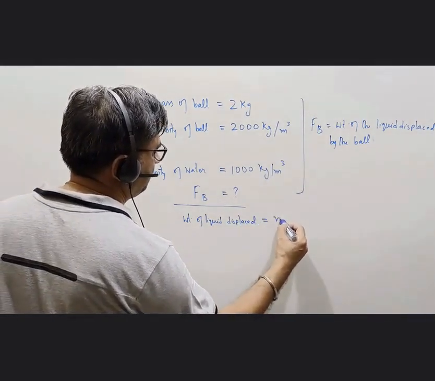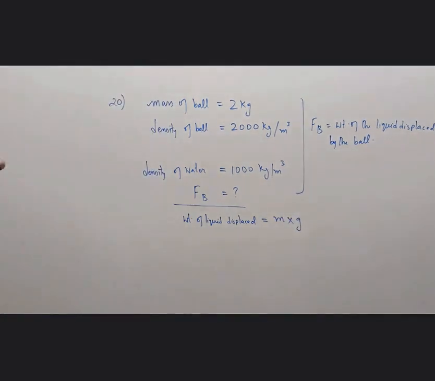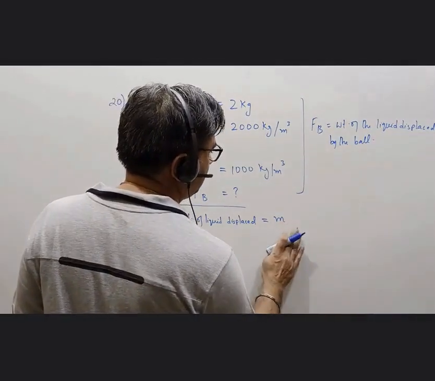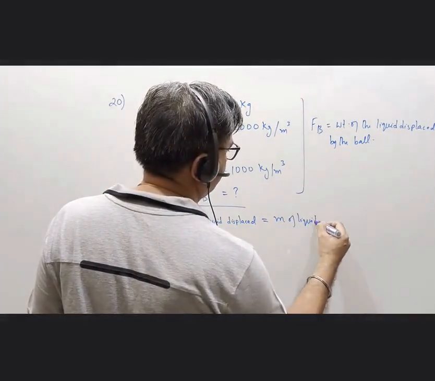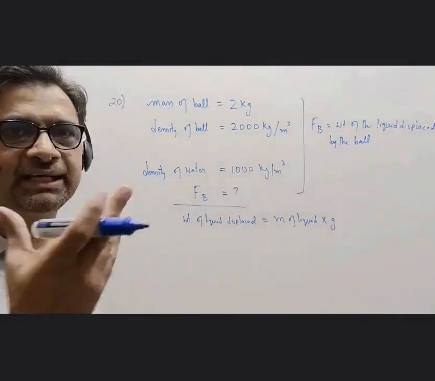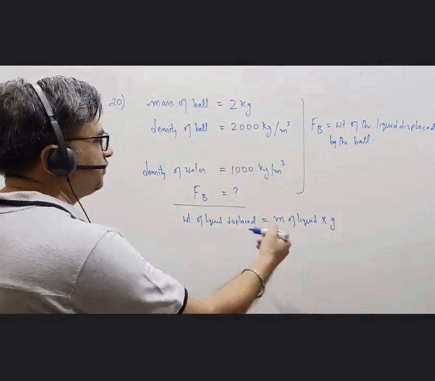as mass into G. Mass of the liquid, that is. This is the mass of the liquid. Let me write it down this way. This is the mass of liquid into G. Mass of the liquid displaced. Mass times G, M into G, is the weight. So mass of the liquid displaced.